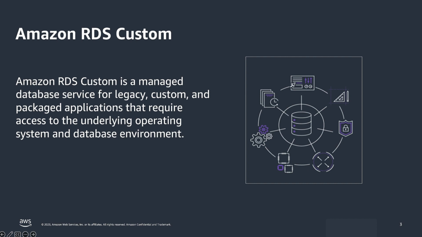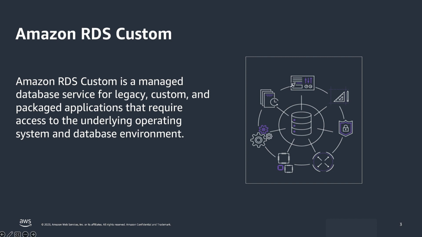Amazon RDS Custom is a managed database service for commercial database engines such as Oracle and SQL Server. It combines the advantage of a managed database service, including automated provisioning, backup, point-in-time recovery, and automation with the added capability for a database administrator to access and customize the database environment and the operating system.